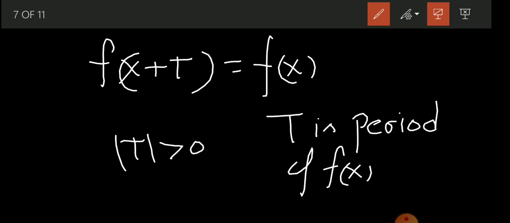For example, all trigonometric functions are periodic, and the fundamental period is 2 pi for all trigonometric functions except tan x and cot x. The fundamental period of tan x and cot x is pi, whereas the fundamental period of sin x, cos x and their reciprocals, cosec x and sec x, is 2 pi. This is the fundamental period. The period may be 4 pi also.